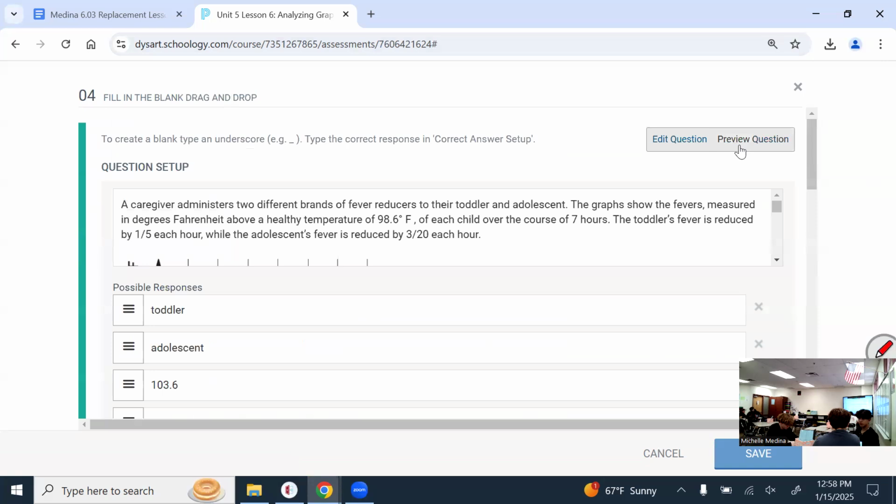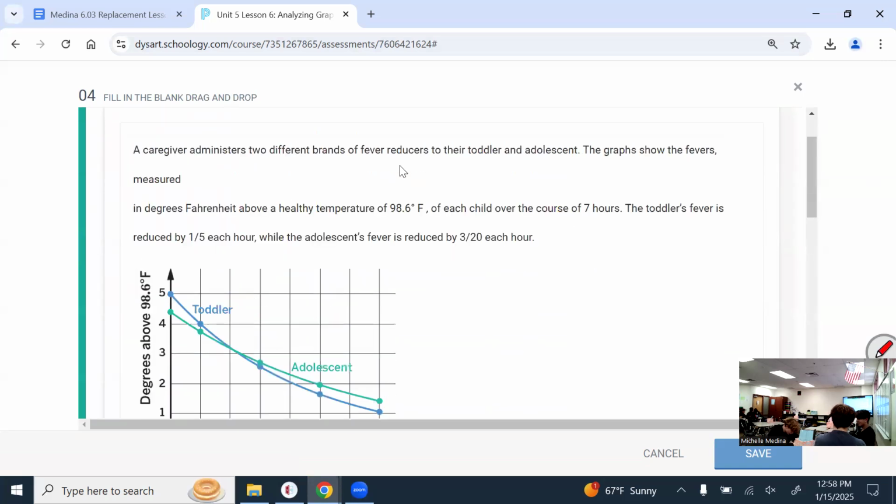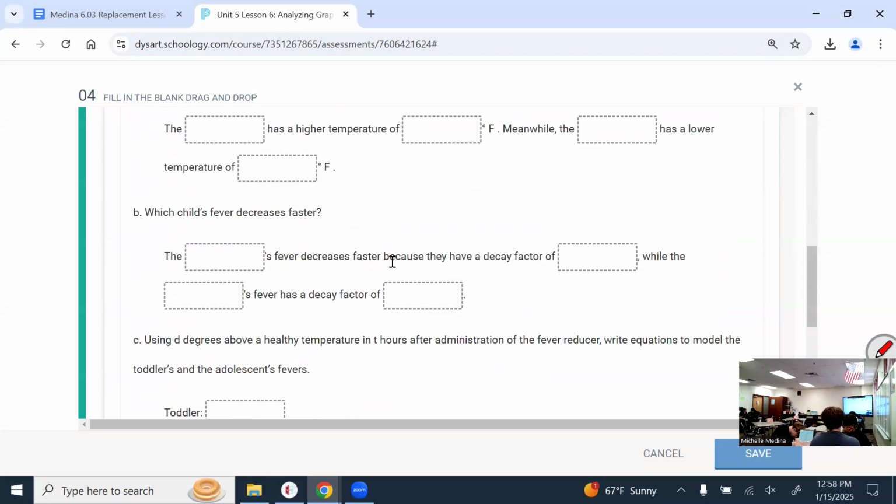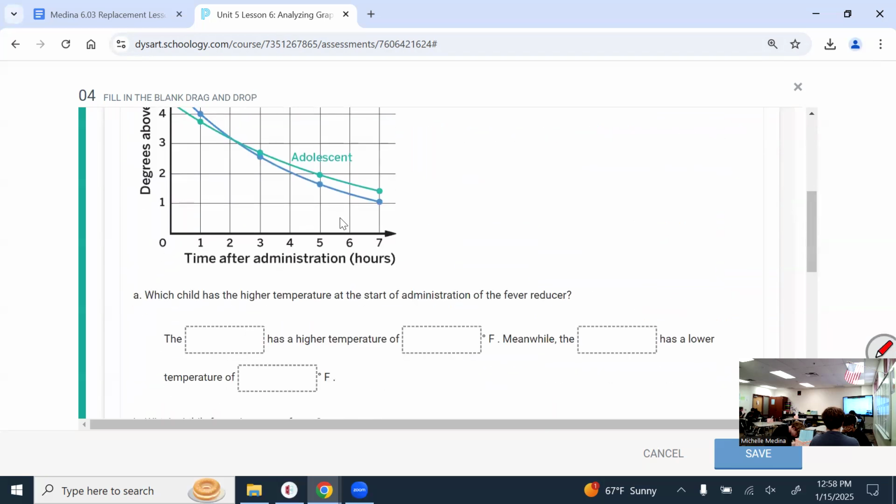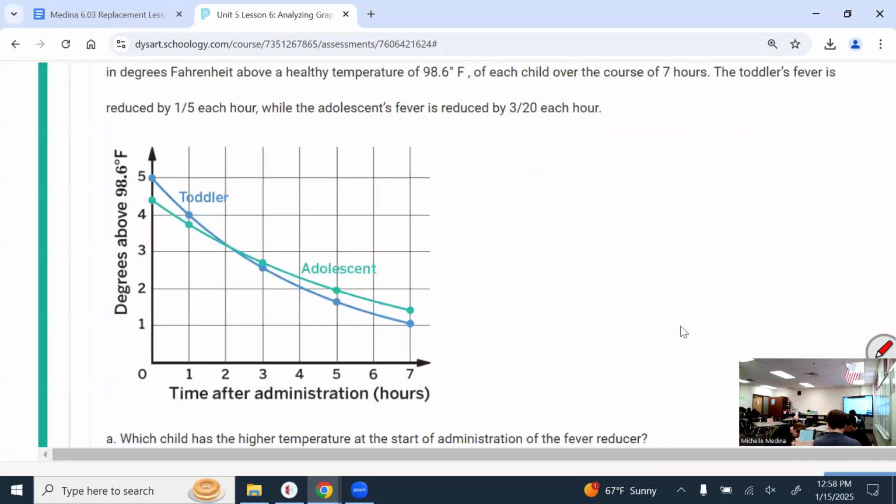Okay, so a caregiver administers 2 different brands of fever reducers to their toddler and adolescent. Okay, side conversation, stop. The graph shows the fevers measured in degrees Fahrenheit above healthy temperature of 98.6 of each child over the course of 7 hours. The toddler's fever is reduced by 1/5 each hour, while the adolescent's is reduced by 3/20 each hour. Lots of fill in the blanks. So, which child has the higher temperature at the start?